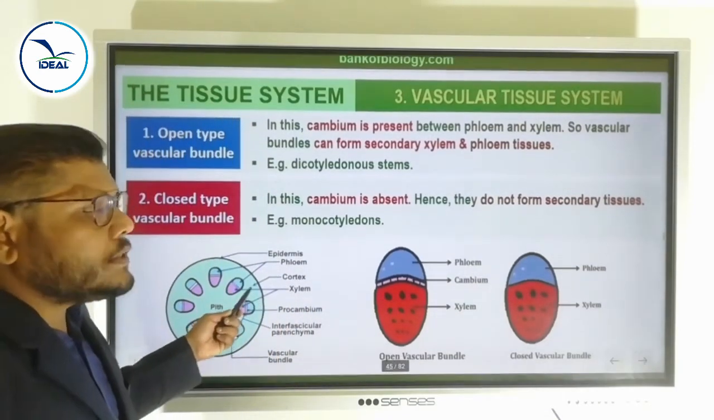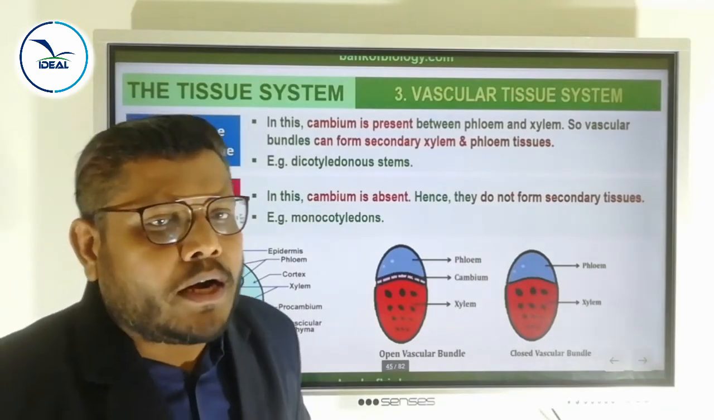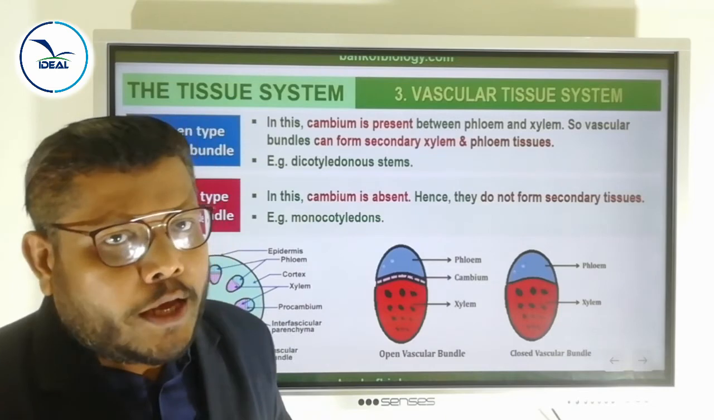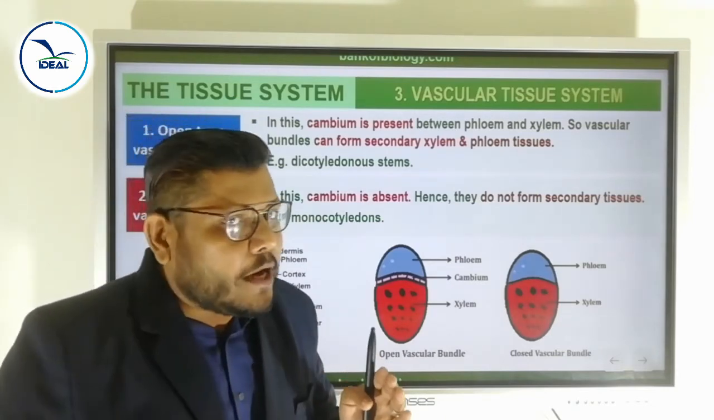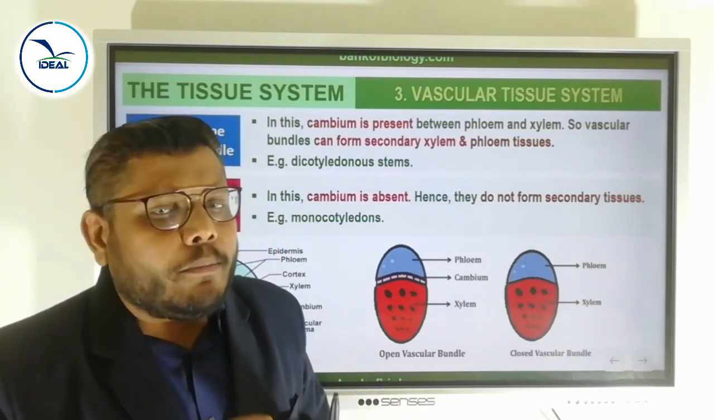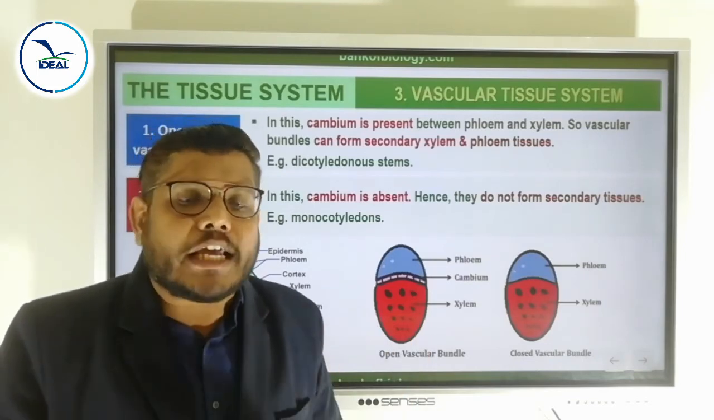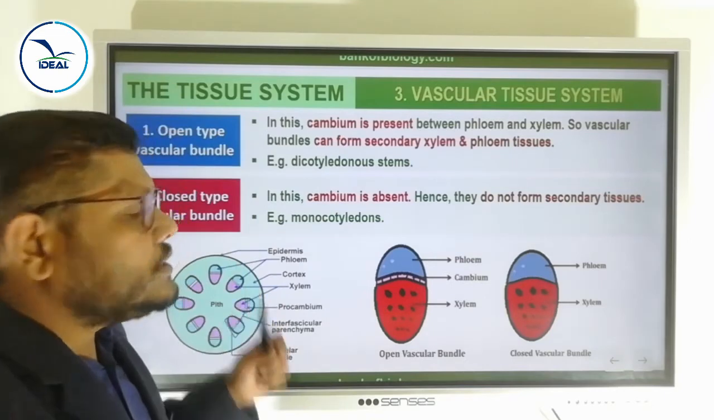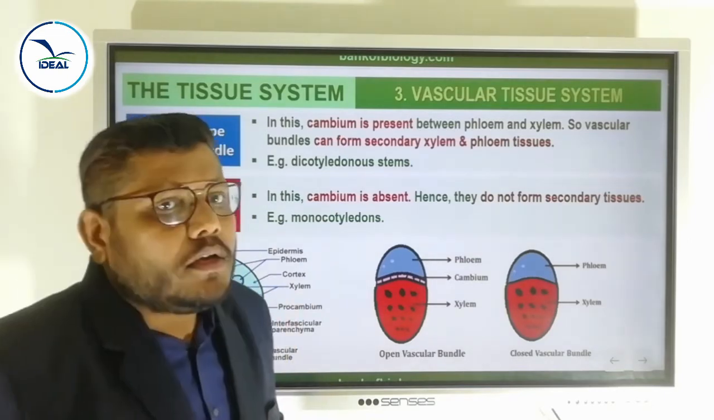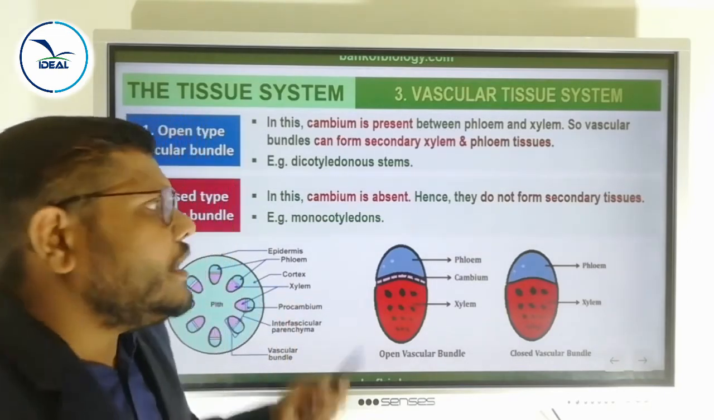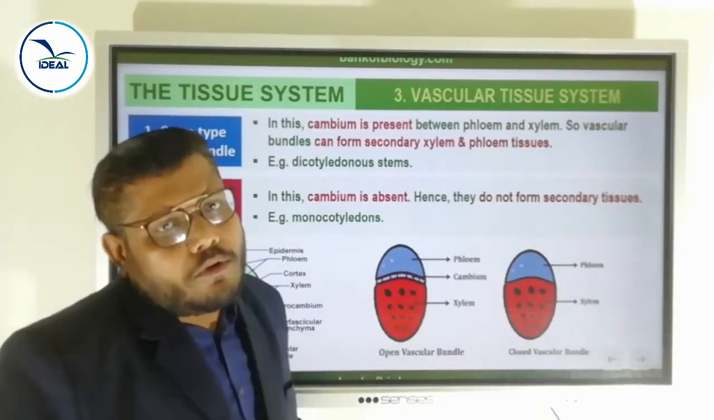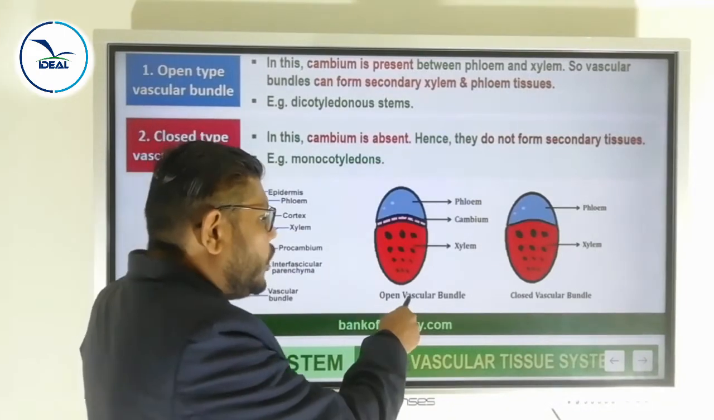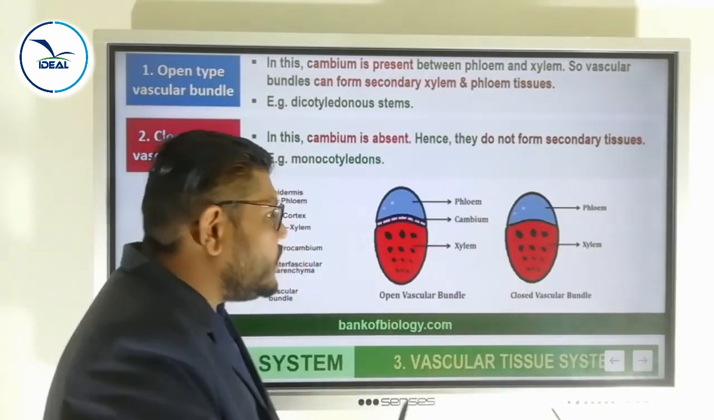Then another one is called a closed vascular bundle. Here there is no cambium between the xylem and phloem in a bundle. That is called a closed type vascular bundle. Example, monocot plants. In monocot plants, what type of vascular bundle do we see? Closed vascular bundle. Look at this picture, open vascular bundle, closed vascular bundle.